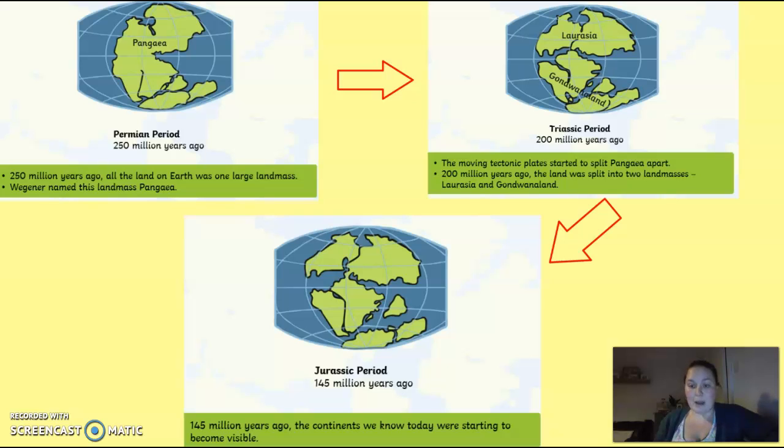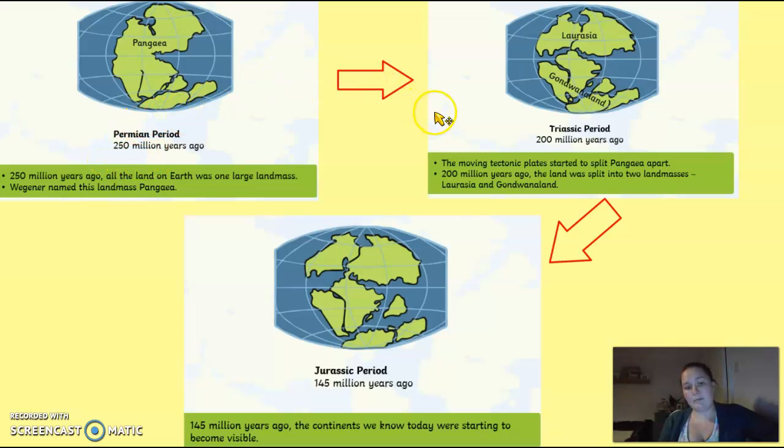Now, we are talking about a very, very long time ago. So Wegener named the landmass, where all of the continents were joined together like a jigsaw puzzle, as Pangea. Okay, so when they all fitted together, he named that as Pangea. Now, this is 250 million years ago.